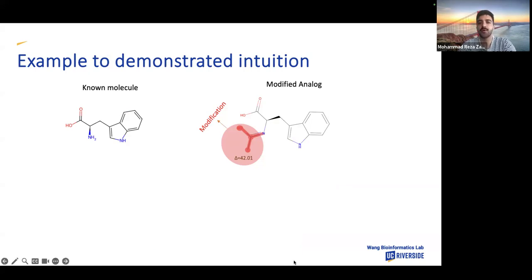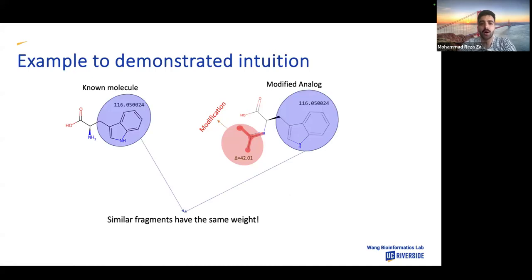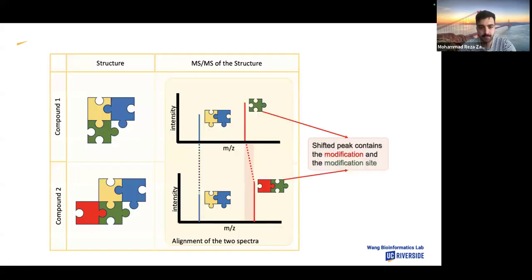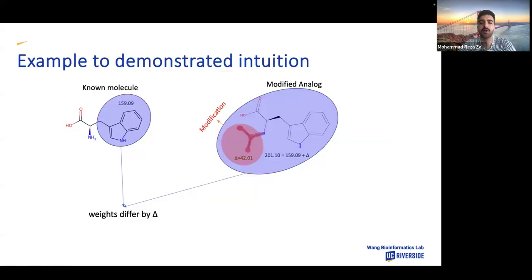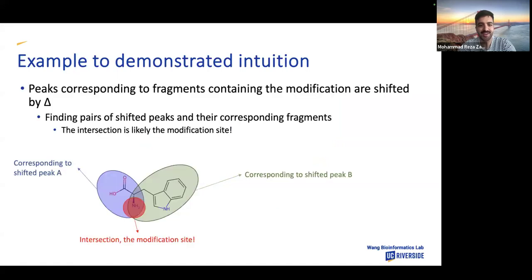Here's an example of this. You can see the known molecule and the modified analog, and I have highlighted the modification part in red. There are fragments that have the same weight and correspond to the same part of the molecules. And also there are fragments that differ by that delta, the additional part, and that corresponds to a shift. I'm sorry, this highlight is not the correct highlight. I don't know what happened to the slide.